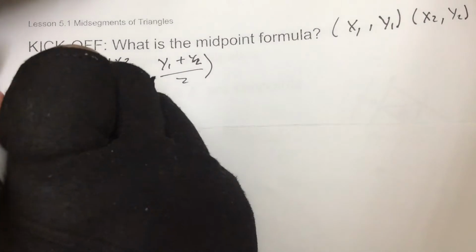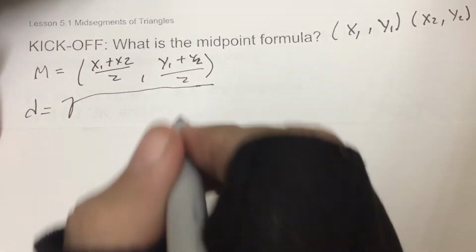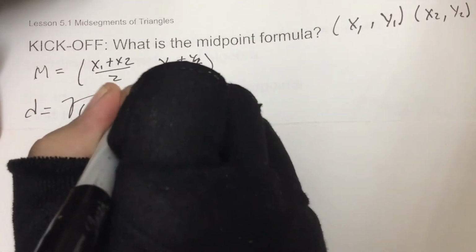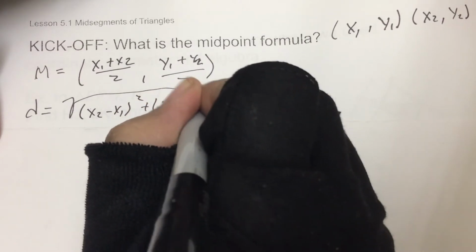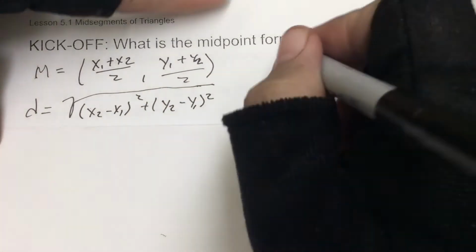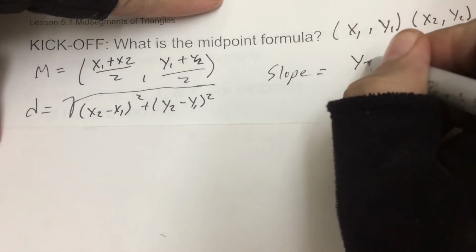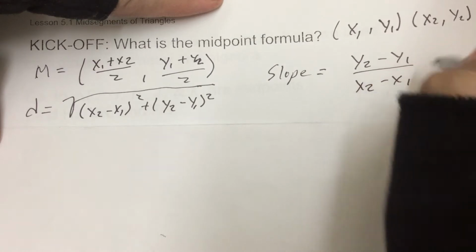Now, a couple other formulas. So we'd have the distance formula, which we'll use here in a little bit, so that's why I'm bringing it up. But it's the square root of x2 minus x1 squared plus y2 minus y1 squared. And the other one is slope that we're going to need here in a little bit. But there we go, y2 minus y1 over x2 minus x1.